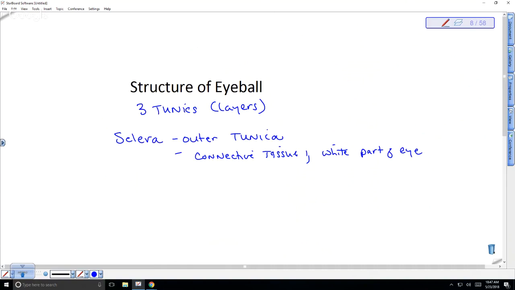And then the part of the sclera that is transparent is called the cornea. This is where light enters, and it covers the iris and the pupil. The iris is what changes the shape of the pupil and causes it to constrict or dilate. But the cornea isn't the iris, it just covers the iris.